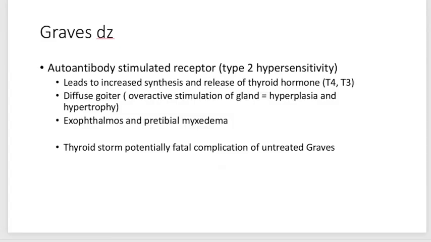So Graves' disease is an autoantibody stimulated receptor. It is classified as a type 2 hypersensitivity, and this leads to increased synthesis and release of T3 and T4. You can have a diffuse goiter with this, and that is overactive stimulation of that gland, which leads to hypertrophy and hyperplasia. Characteristic signs and symptoms include exophthalmos and pretibial myxedema. I have a picture coming up. Thyroid storm is a potentially fatal complication of untreated Graves.